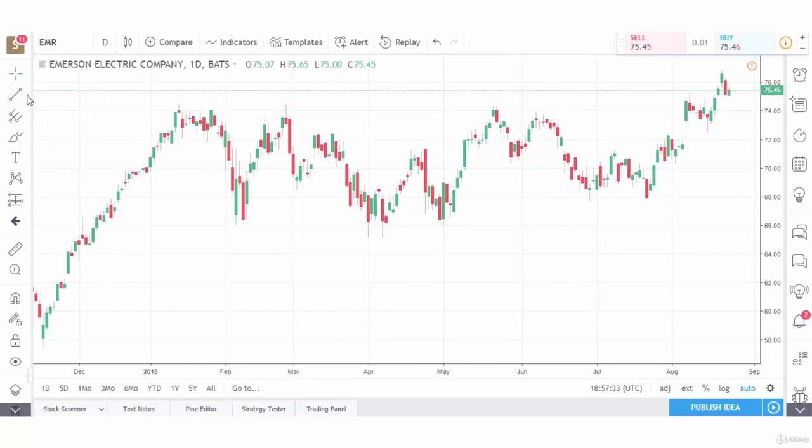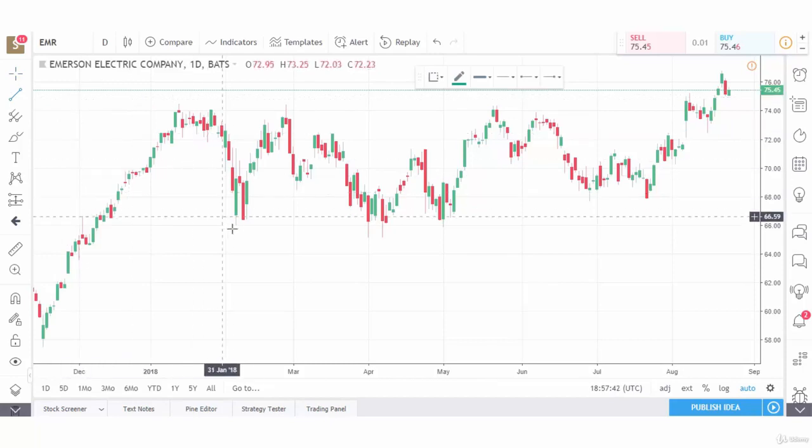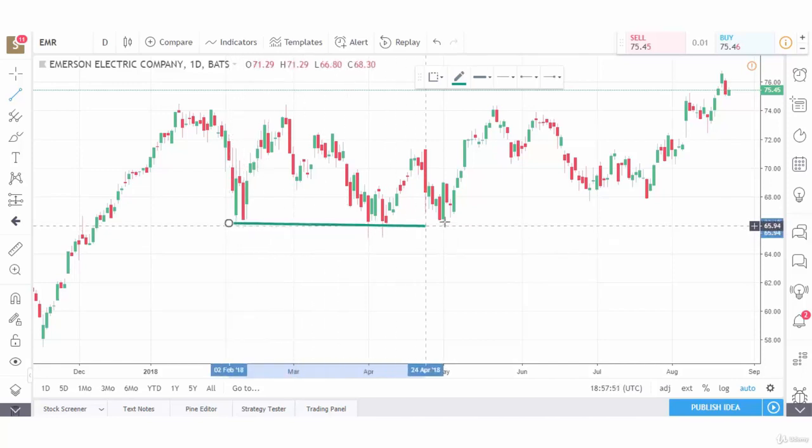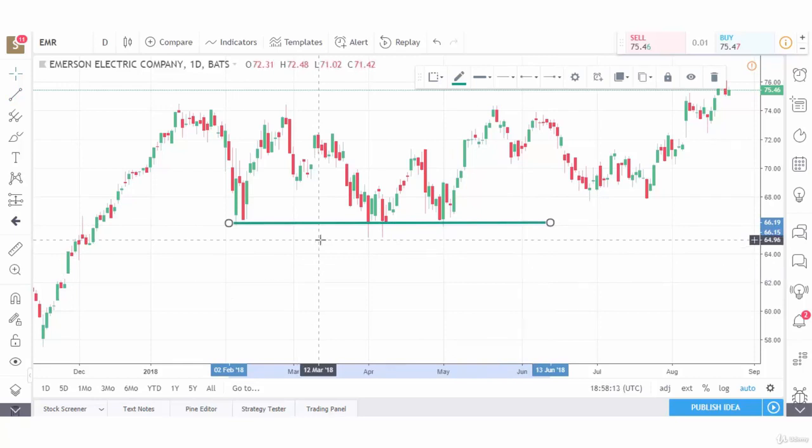Now let me show you how to draw the support line. In the upper left, you'll click this bar and you'll get a menu, and we're going to draw a trend line. So basically we're going to click our mouse. And again, don't worry about it being exactly on a number, just an area. You want to eyeball this area. So we're going to draw a straight line across and click again, and that'll lock the line in place. So now this is our support line right around 66.